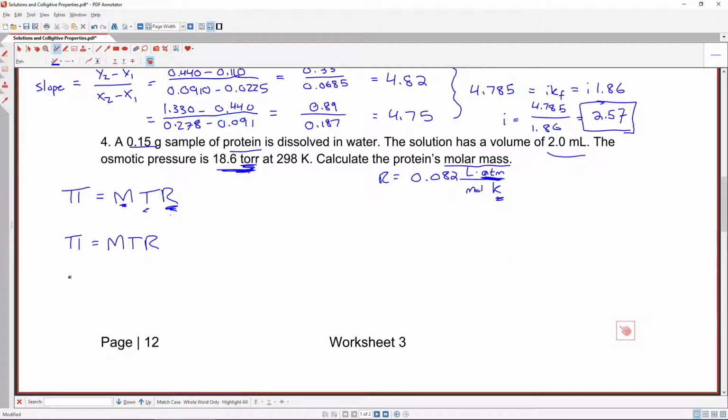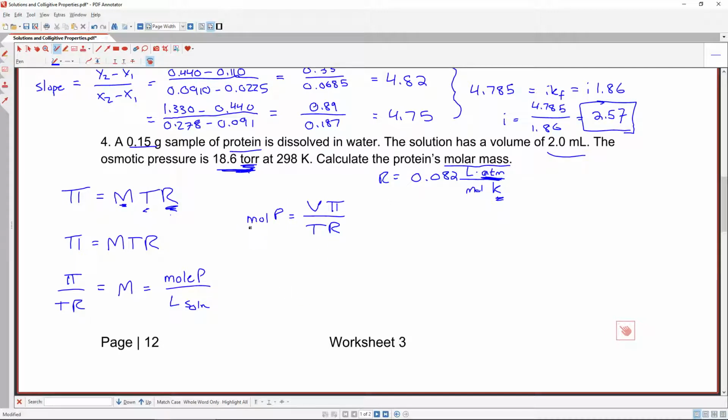Let's solve for M here. Right? So osmotic pressure divided by TR is equal to M, which is equal to moles of protein over liters of solution. Right, so we know liters of solution. I'm going to move that to the side. So moles of protein is equal to volume times our osmotic pressure divided by the temperature times R.